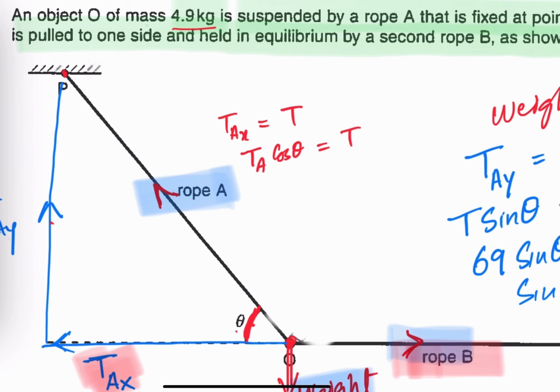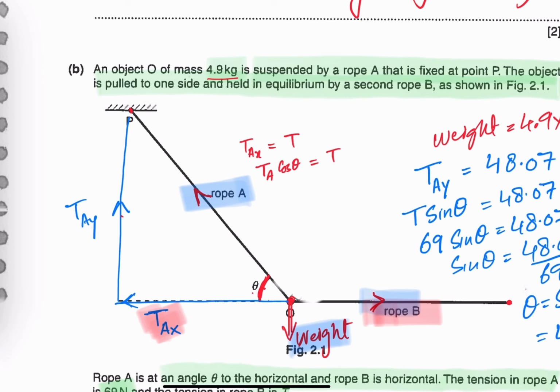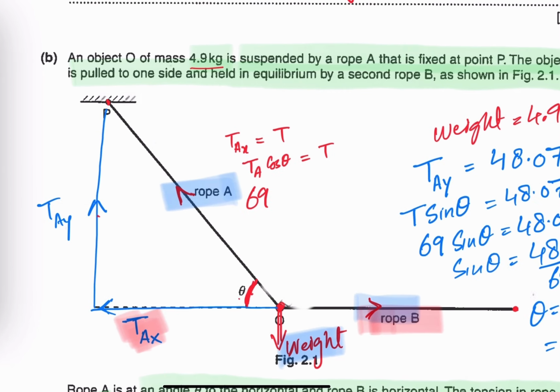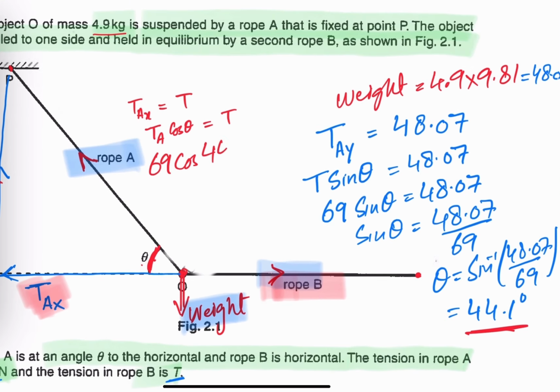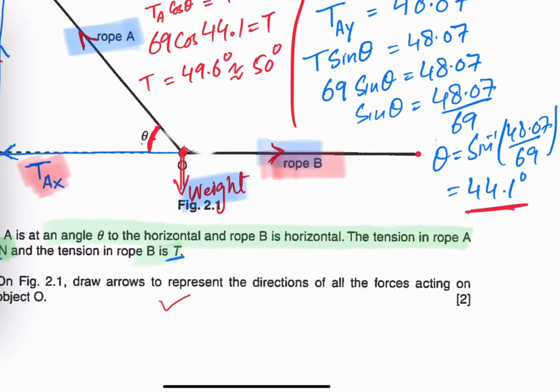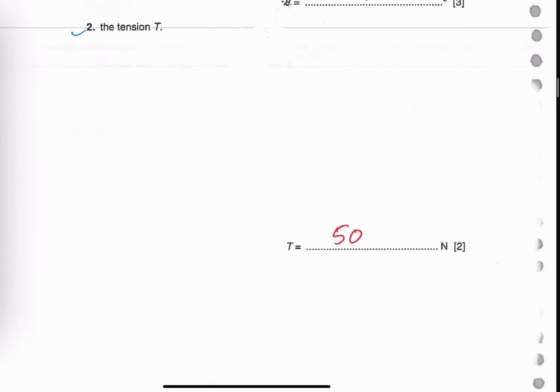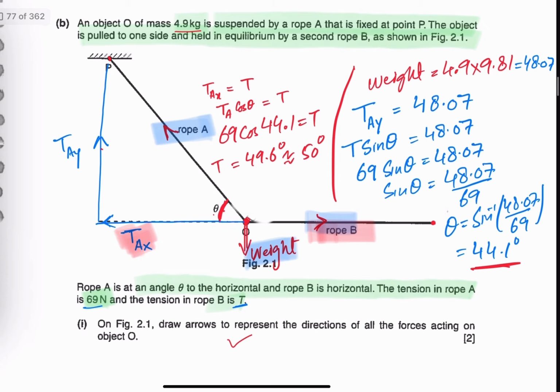So TA is given, that is 69, and theta we have already found, 44.1 degrees, so 69 cos 44.1 equals T. Solving the values, we get T equals 49.6, or we can say 50. Sorry, it's not degrees, it's Newtons, it's not an angle. Okay, it's Newtons.